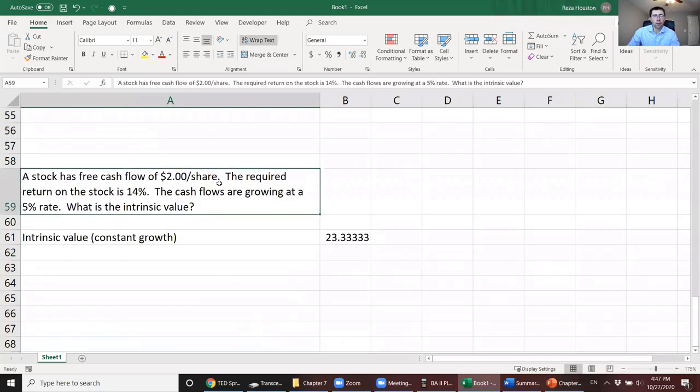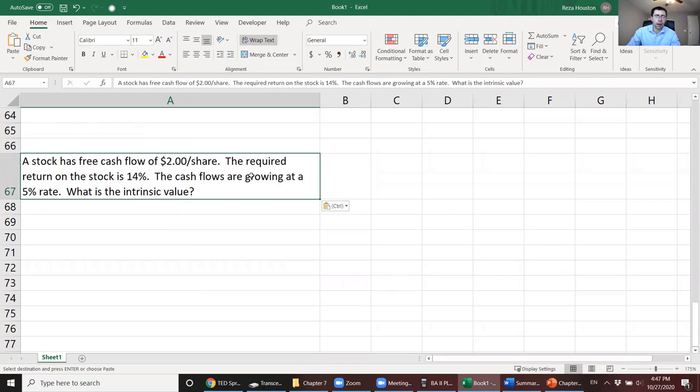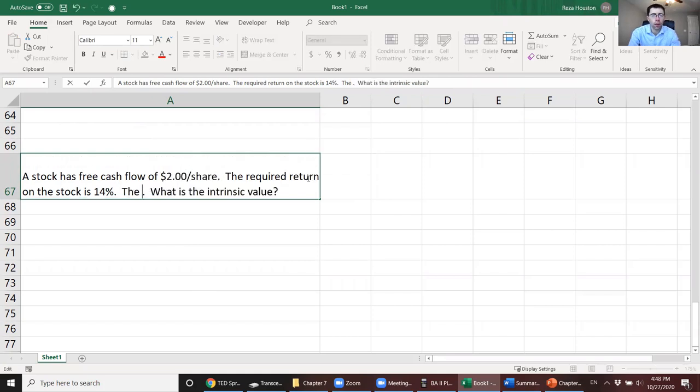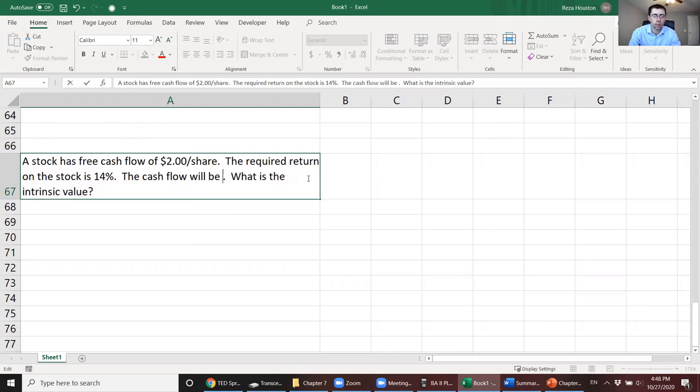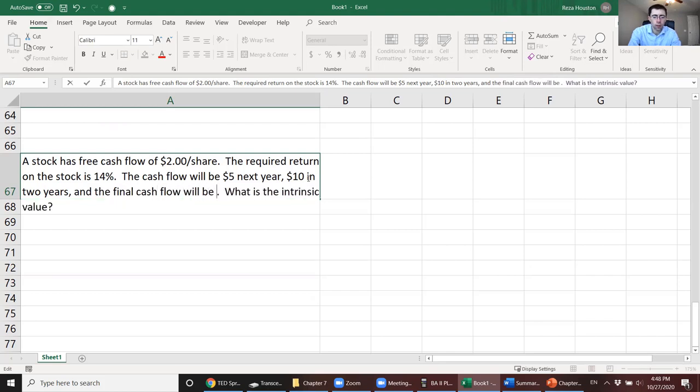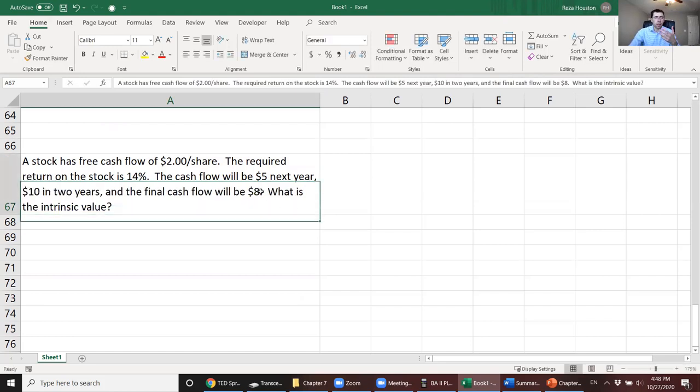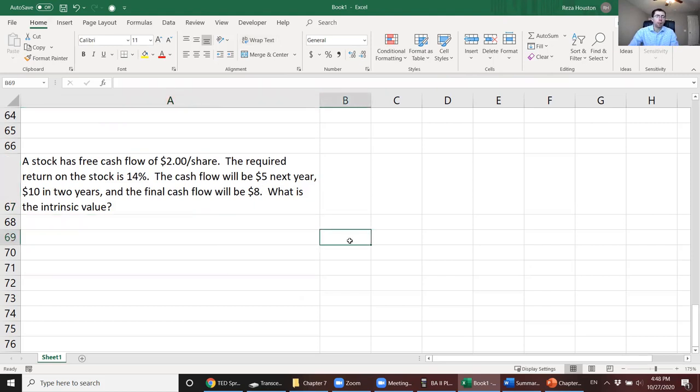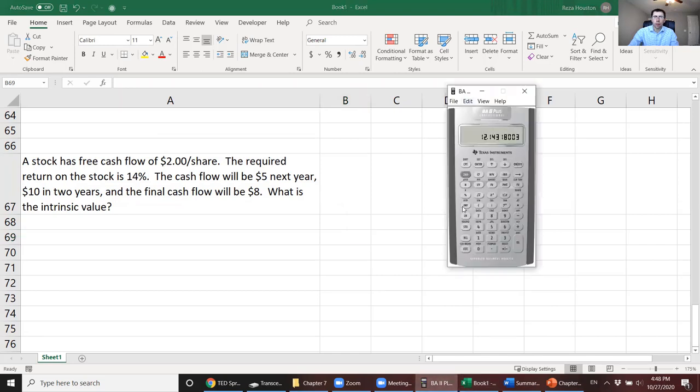Okay, the final case we have occurs when we have unevenly growing cash flows. So we have essentially uneven cash flows. We have a $2 cash flow today, then a $5, then a $10, and then our final liquidating cash flow will be an $8 cash flow. What is the intrinsic value? Okay, so here, what we need to do is discount these cash flows back to the present. And this is where I recommend that you bust out the BA II calculator.